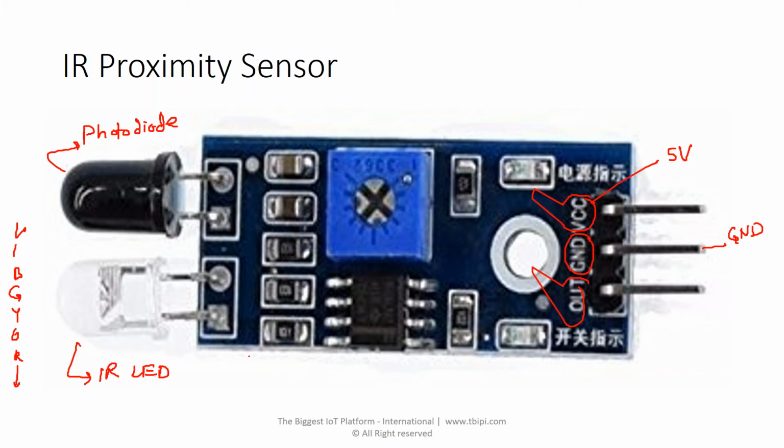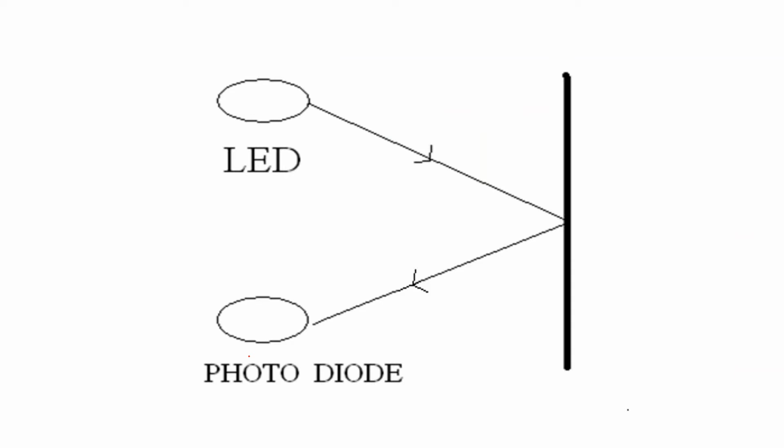So when there is no object, less light will be falling. When an object comes up, more light will be falling. And that principle is simply used to detect the presence of an object. Okay, so this is the principle.